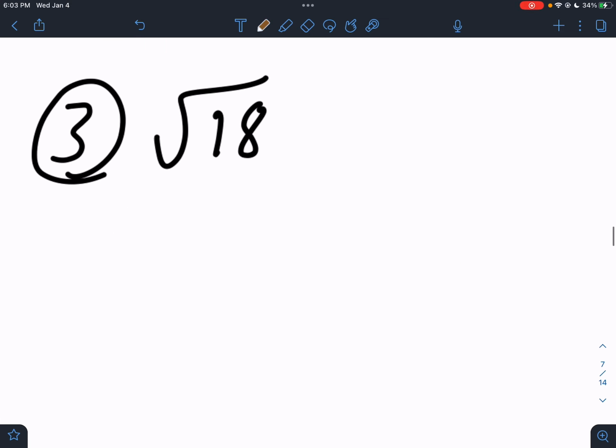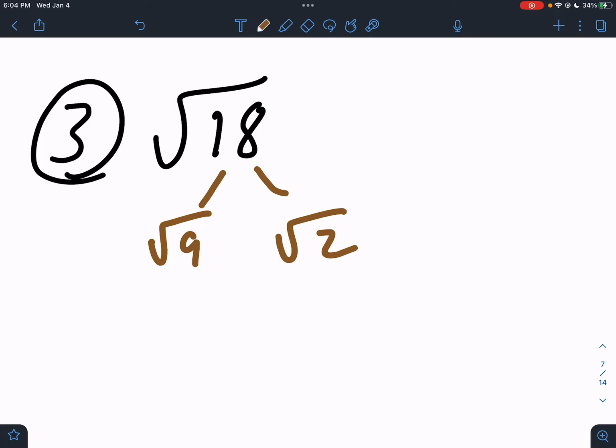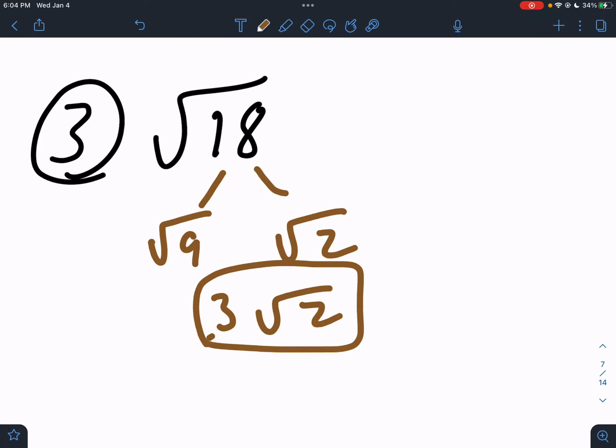How about the square root of 18? What is a perfect square factor of root 18? Well, root 9 is the biggest perfect square, really it's the only perfect square factor of root 18. And what is the square root of 9? It is whole number 3. So we break up root 18.